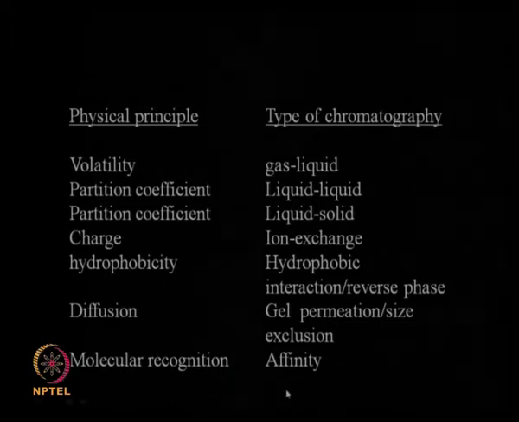If it is based on size, the size of the protein or molecular weight of the protein, then that's called gel permeation or size exclusion chromatography. What happens there? Small proteins enter certain void spaces and get entrapped. Large proteins travel out fast, so bigger ones come out fast, smaller ones come out very, very slowly.